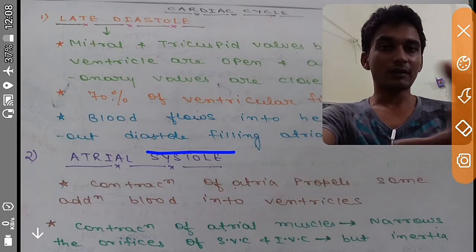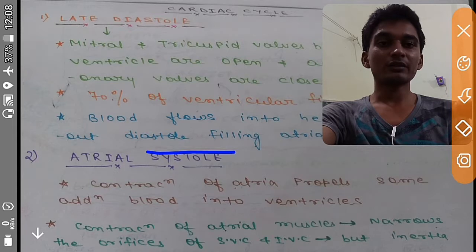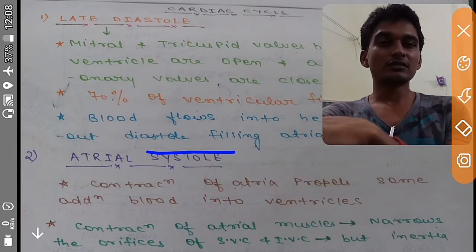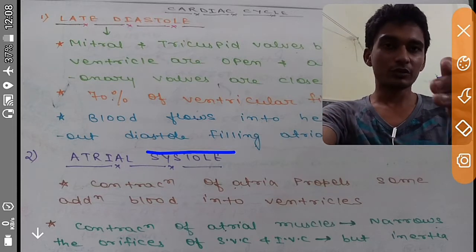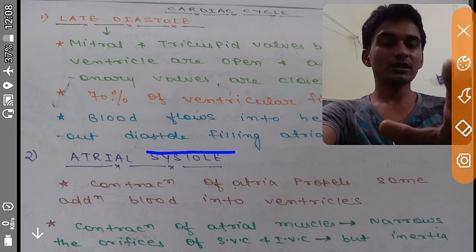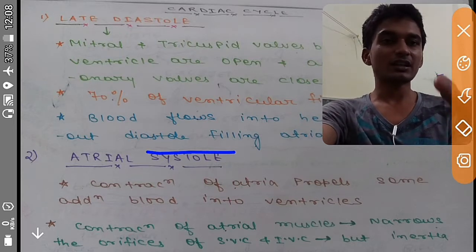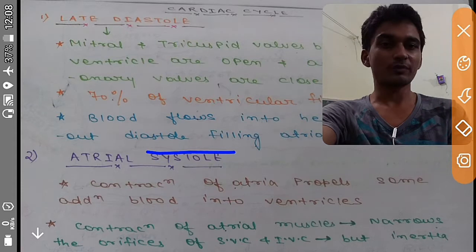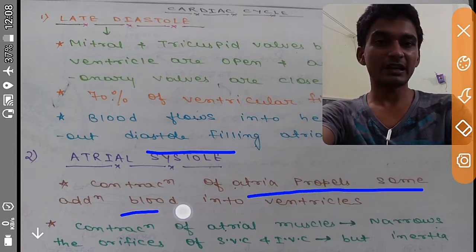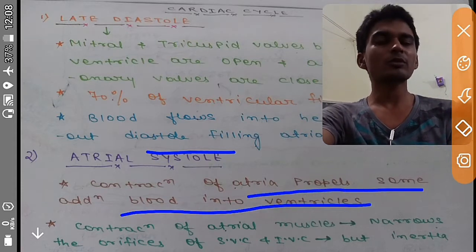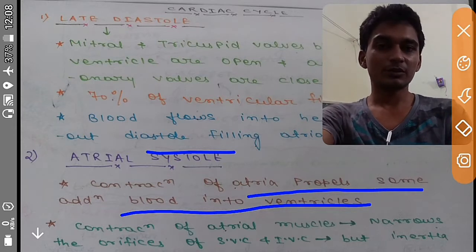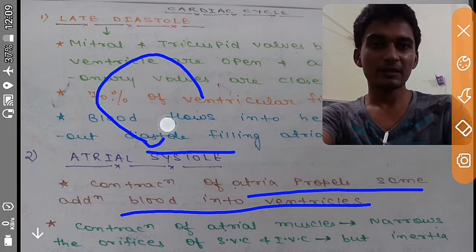Now after 70% filling of the ventricle, the atria will start systole. The blood which is remaining in the atria, which has not flowed to the ventricle, will be pumped from the atrium to the ventricle when the atrium starts contracting. That is known as atrial systole. So contraction of the atria propels some additional amount of blood into the ventricle, the blood which remained in the atria. Because this is the type of structure.